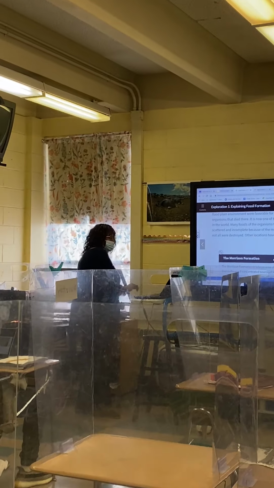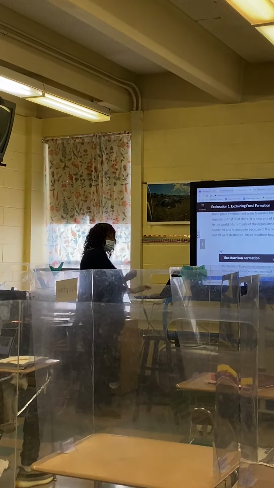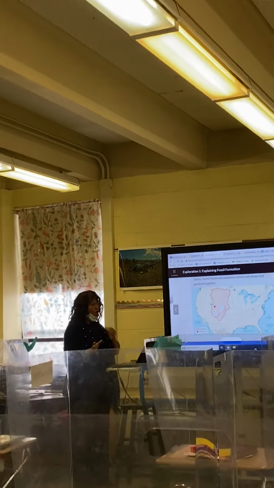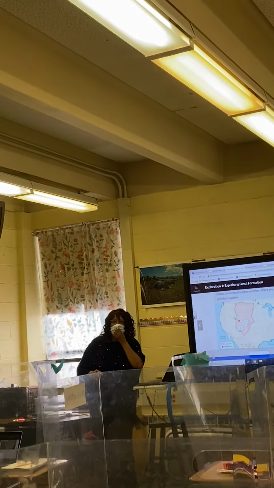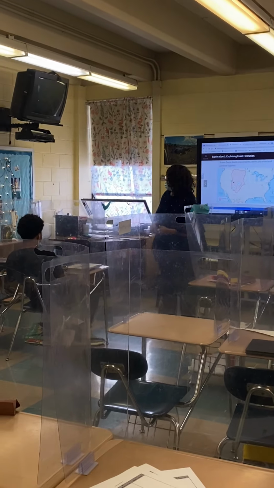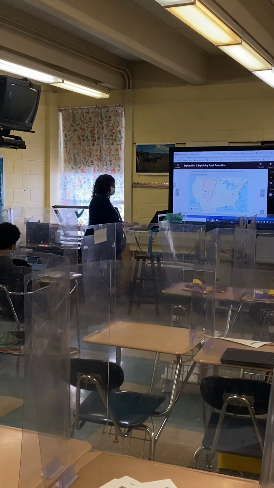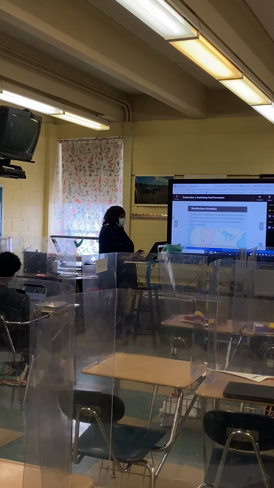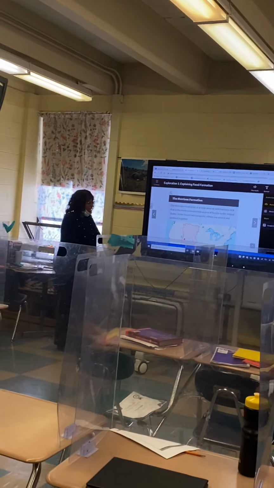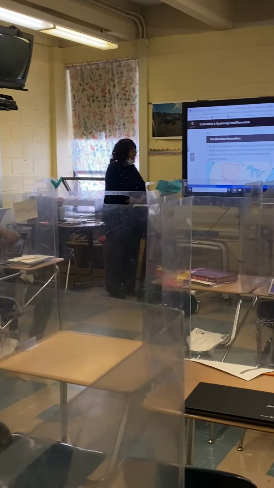Okay, so what I want to do, because time is kind of winding up, is come on down here to the Morrison Formation, and then I would like to show you where your project is, and then we are going to begin to close this assignment up. So as far as looking at this map, it says the Morrison Formation. The Morrison Formation is a large area of sedimentary rock that is the most concentrated source of fossils in the United States.